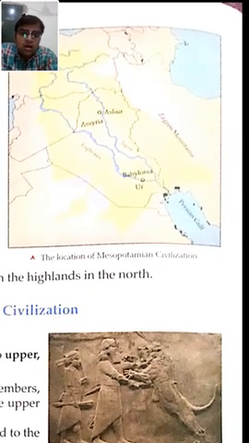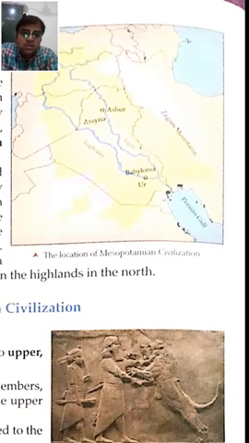You can see in this map the location of the Mesopotamian civilization. The river Tigris is there, then the river Euphrates is there, then side by side of these rivers, Babylonia is there, Assyria is there, Assur is there, then Ur is there.